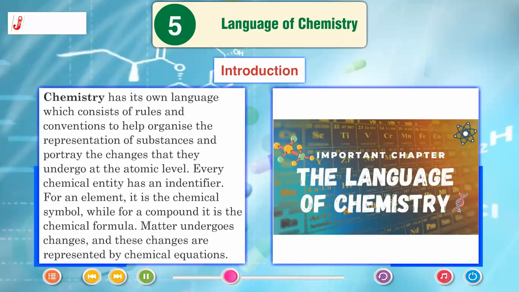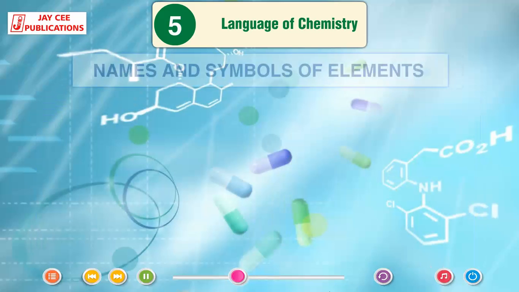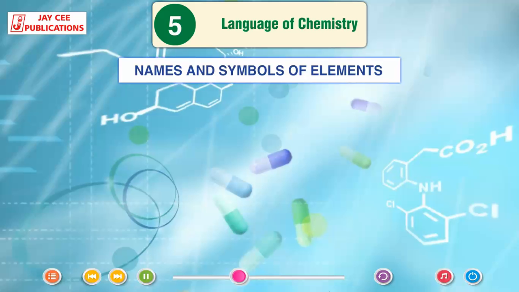Every chemical entity has an identifier. For an element, it is the chemical symbol, while for a compound, it is the chemical formula. Matter undergoes changes and these changes are represented by chemical equations. Names and symbols of elements.